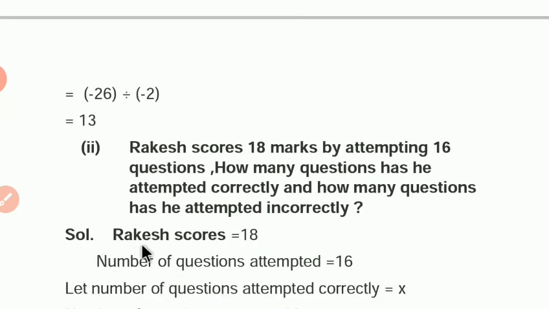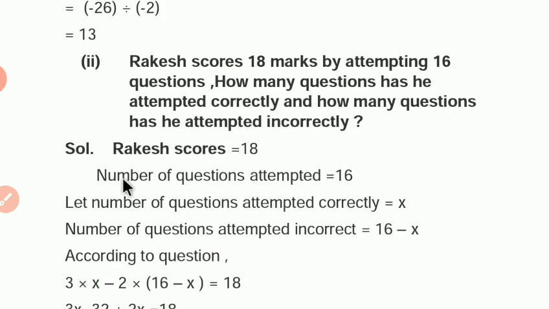Then last one, Rakesh scores 18 marks by attempting 16 questions. How many questions has he attempted correctly and how many questions has he attempted incorrectly? So first we'll write that Rakesh scores how many marks? 18 marks. And how many questions has he attempted in total? 16 questions. So the number of questions attempted is 16.